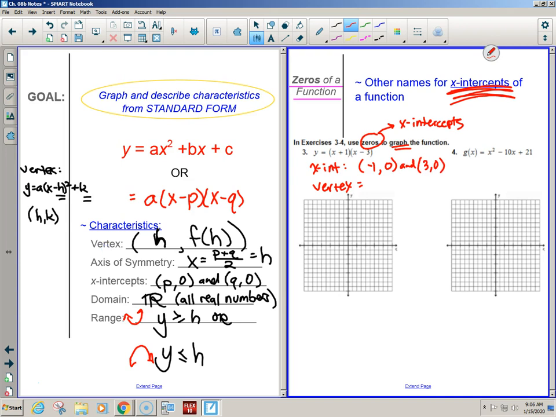Wait, pause, guys. Did we factor number 4 yesterday? Oh, maybe not. I see some of you guys that didn't factor number 4. Okay, never mind. I was going to have you go try number 4, but we haven't factored it yet, so we can't pull these.